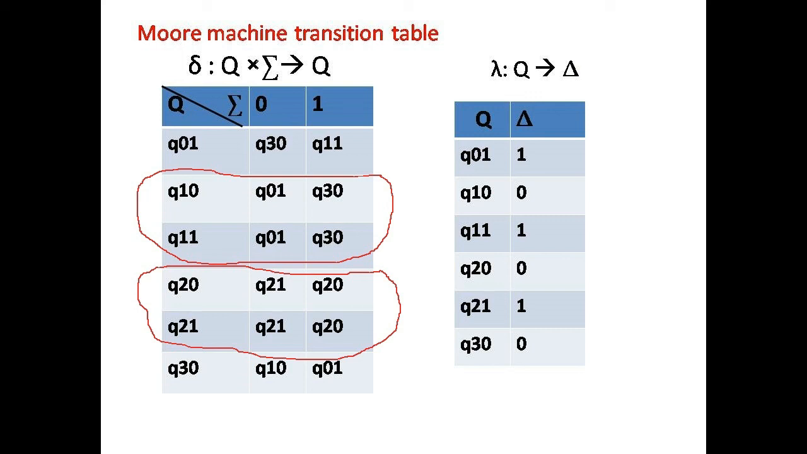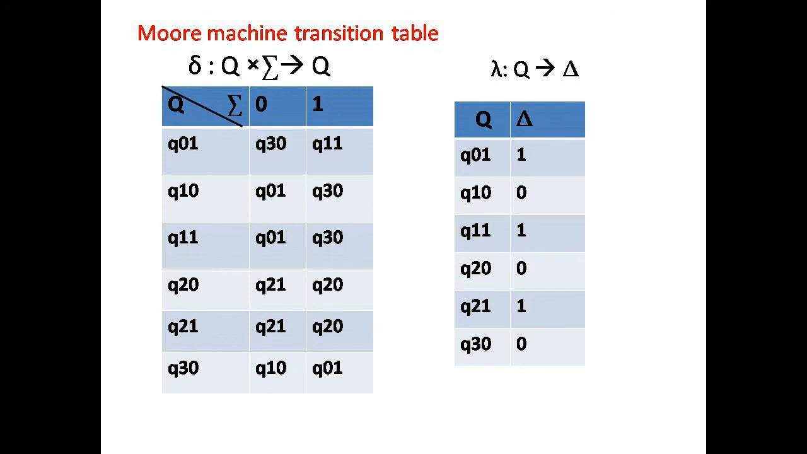Now the next is the lambda machine function table. Q produces the output symbol. Q01 produces the output 1. Q10 produces the output 0. Q11 produces the output 1. Q20 produces the output 0. Q21 produces the output 1. Q30 produces the output 0. And this is the final Moore machine transition table. Here we have successfully completed the Mealy to Moore machine conversion.